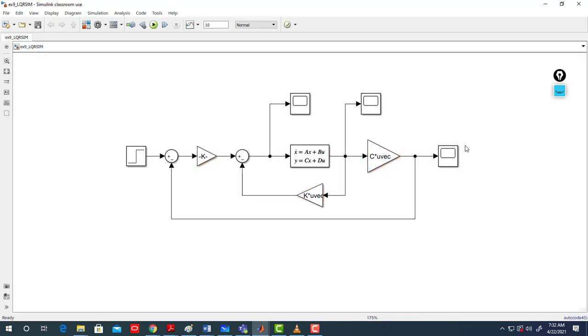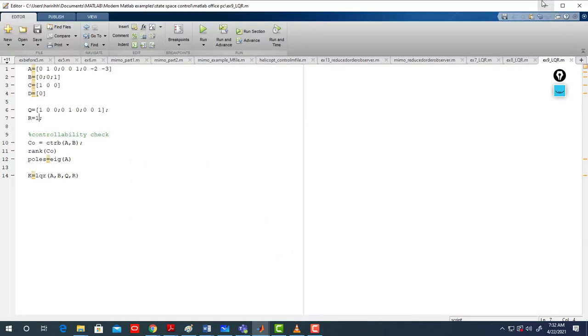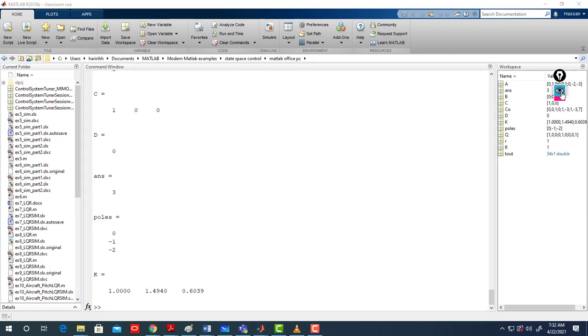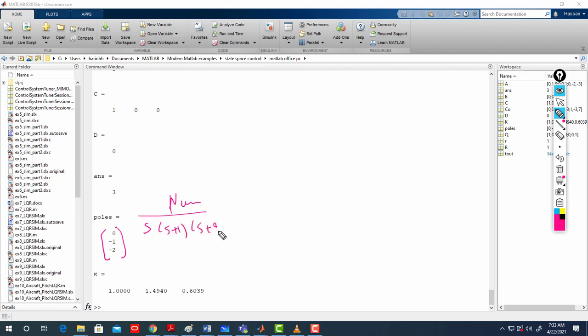To do servo design, you need to check the type of the system, as we studied, right? What is the type of the system? Well, those are your poles. By using eig of A, I can find my poles. Well, I have a numerator, I don't care. The denominator is s plus 1, s plus 2. So it's a system of type 1. So I don't need an integrator.